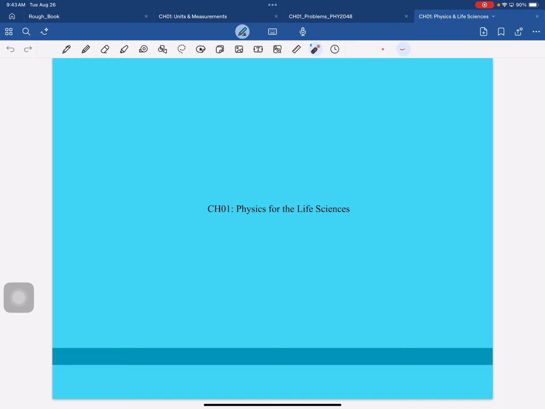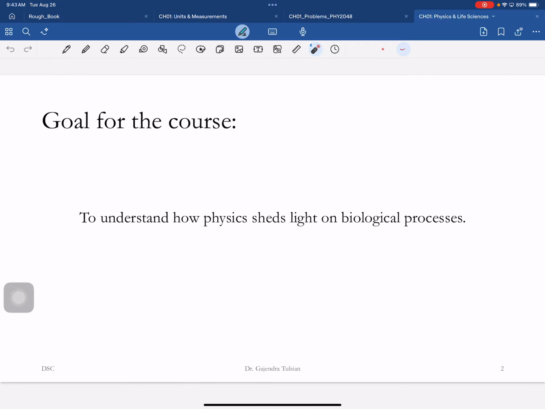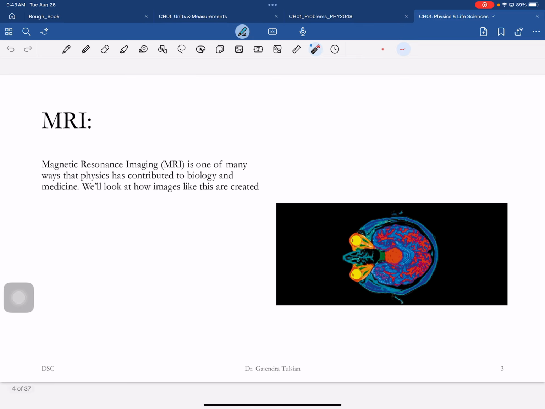This course is about applying principles of physics to the life sciences. The first chapter is an introductory chapter, to understand how physics sheds light on biological processes. We want to understand biology from a physics perspective, and you'll see what this means.